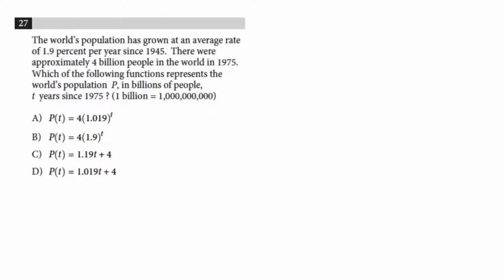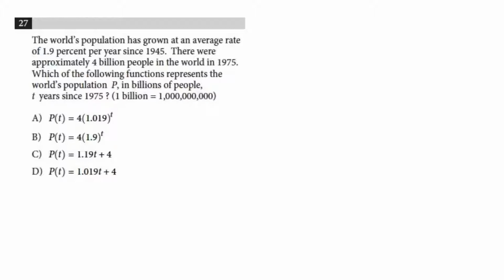27. The world's population has grown at an average rate of 1.9% per year since 1945. There were approximately 4 billion people in the world in 1975. Which of the following functions expresses the world's population P in billions of people t years since 1975?